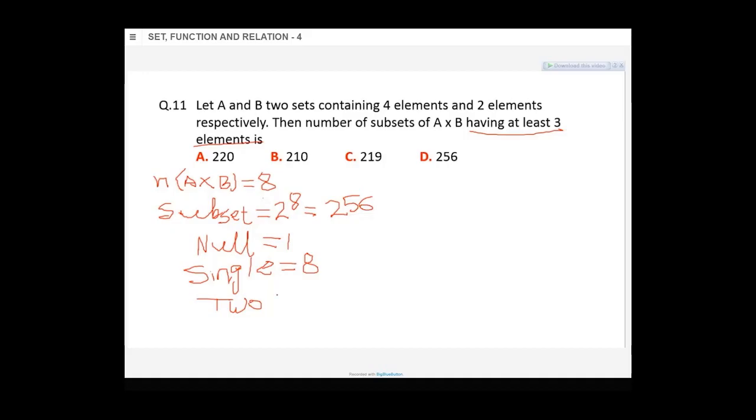8 फैक्टोरियल, या अपने शॉर्टकट से जाते हैं, टाइम नहीं वेस्ट करते हैं. 8 into 7 divided by 2 factorial. 2 factorial is 2. 2 ones are 2, 2 fours are 8. कितना आएगा? 28. अभी आंसर बता सकते हैं? ऑलमोस्ट आंसर रेडी हो गया अपना.